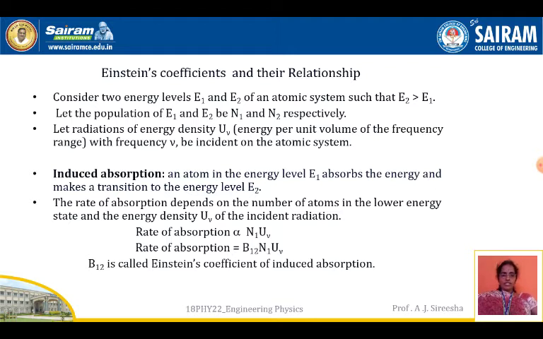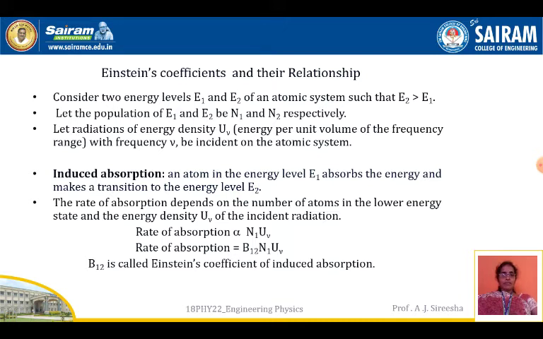an atomic system. That means, consider an energy level system E1 and E2 in which E1 is the ground state and E2 is a higher energy state, in which N1 is the number of atoms in the E1 energy state and N2 is the number of atoms in the E2 energy state. Let the radiation of energy density U nu with frequency nu be incident on the atomic system. What happens first is induced absorption occurs.